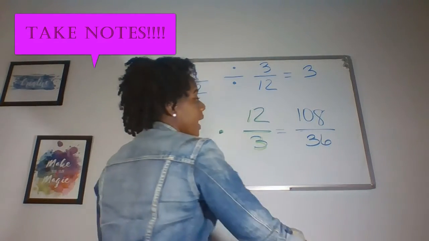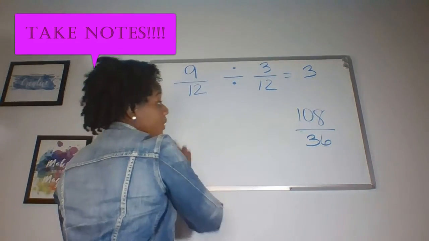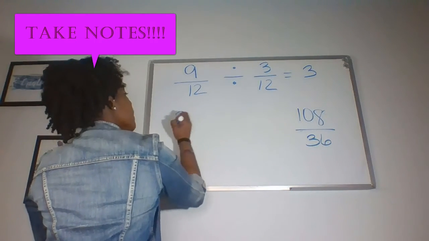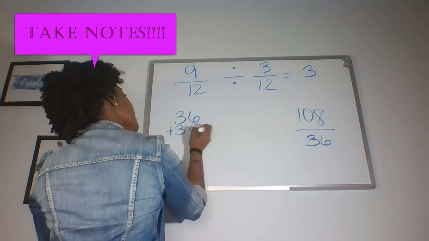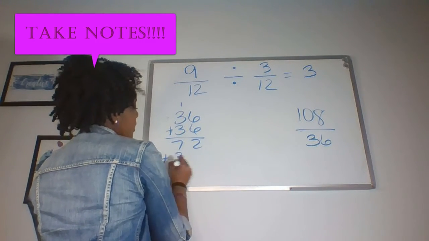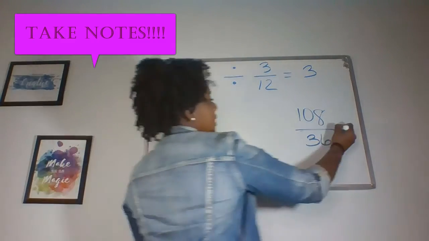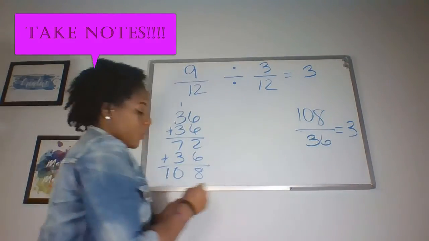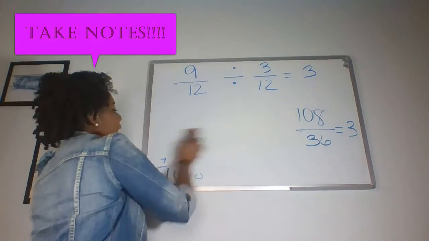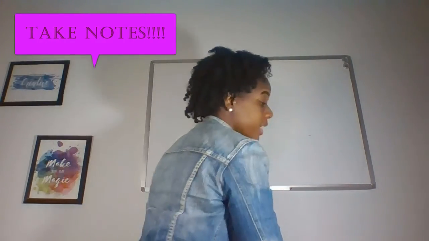Then, if we add 36 up, because we're trying to figure out how many times 36 will go into 108. 36 plus 36 is 72 plus 36. So this is equivalent to 3. 108 divided by 36 is 3. All right. Now I'm going to show you guys how to do this using the number line.